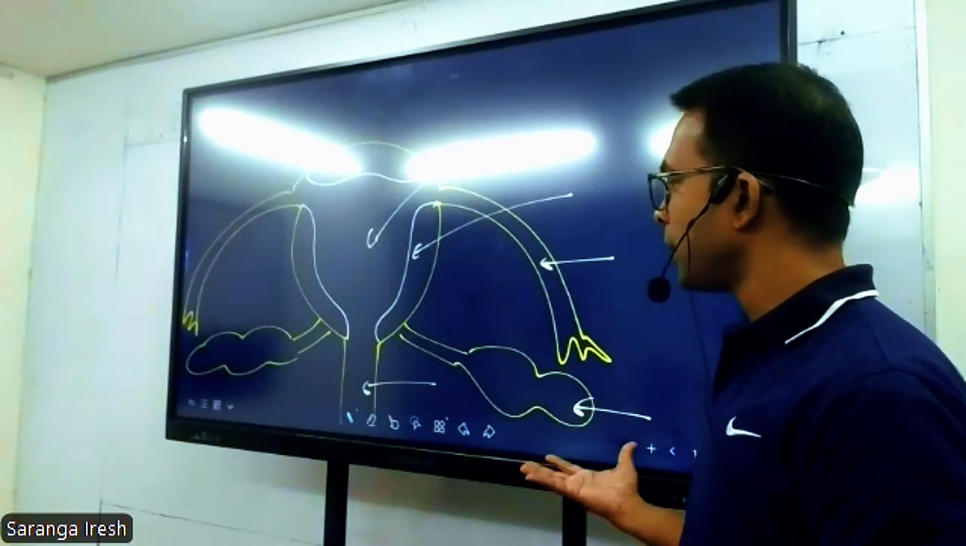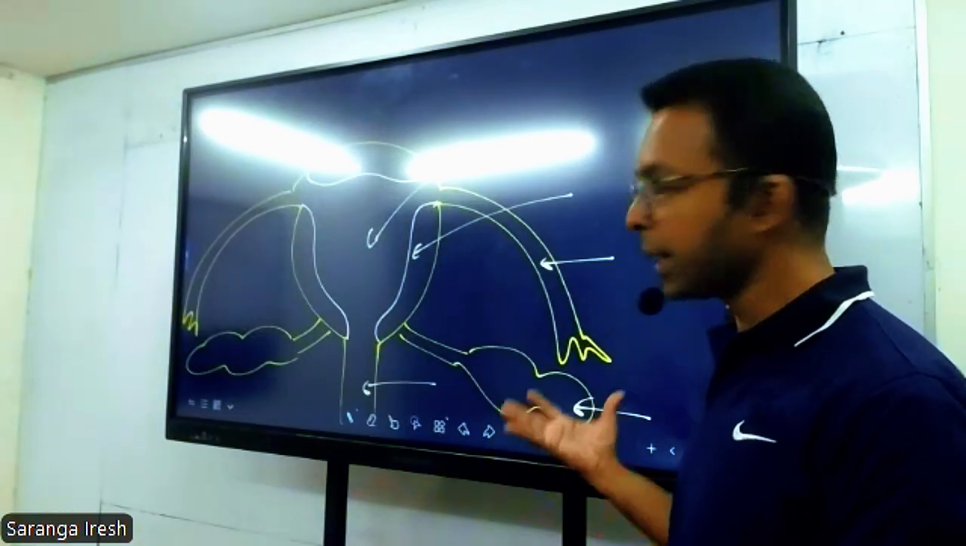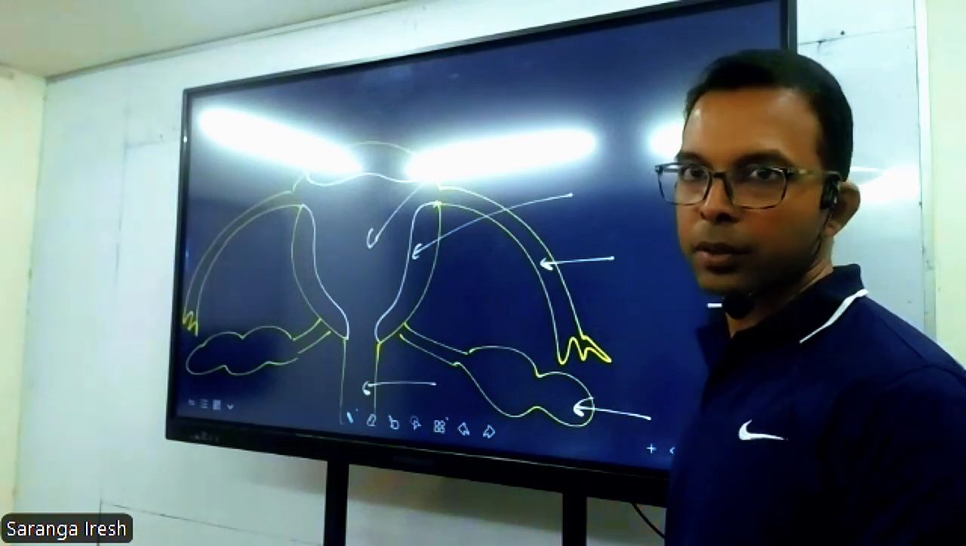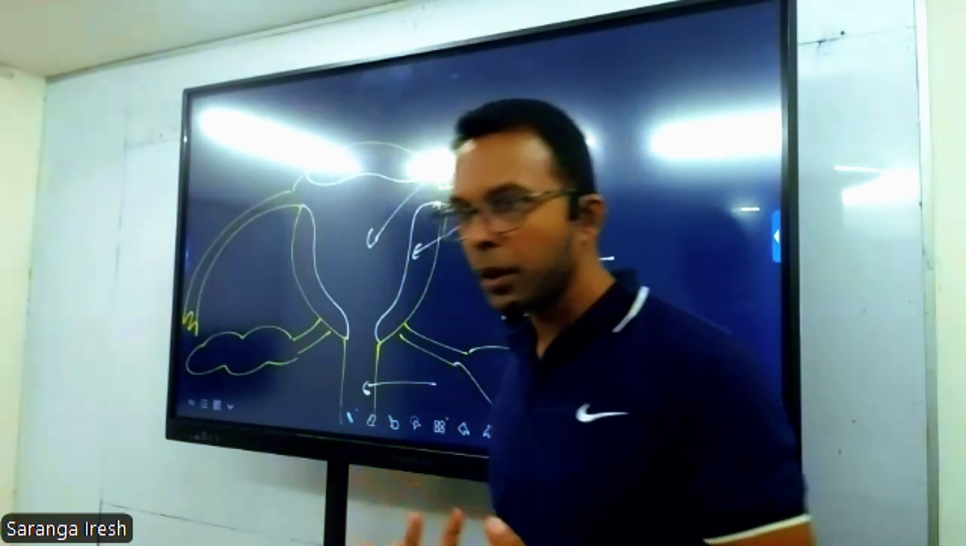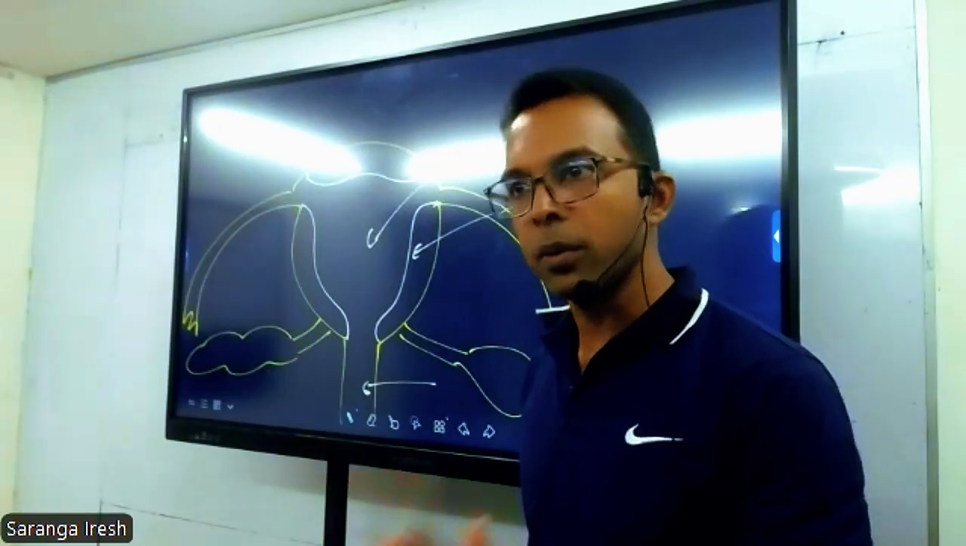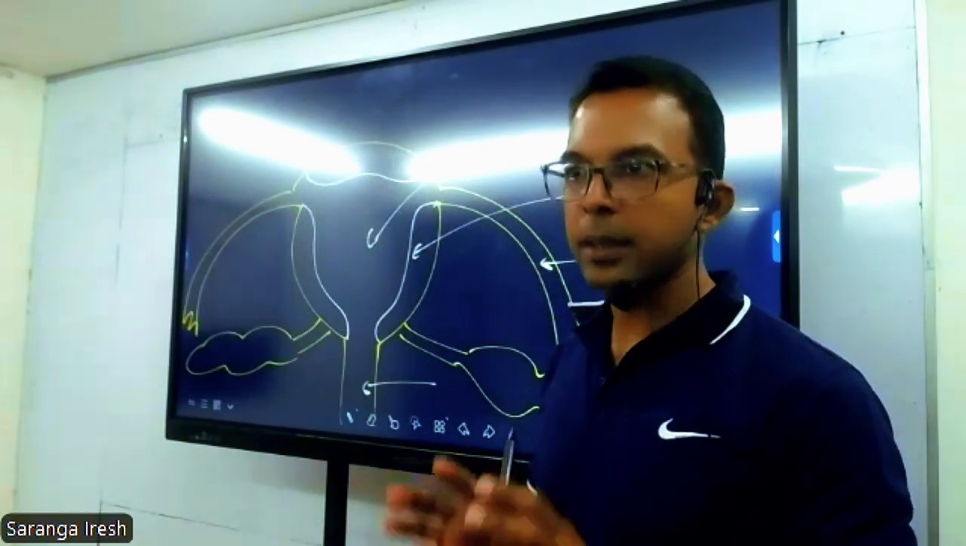So then, where are the ovules produced? The egg cells are produced in the ovaries. How are the egg cells produced inside the ovaries? By the cell division called mitosis or meiosis? Meiosis, because the egg cell is haploid.